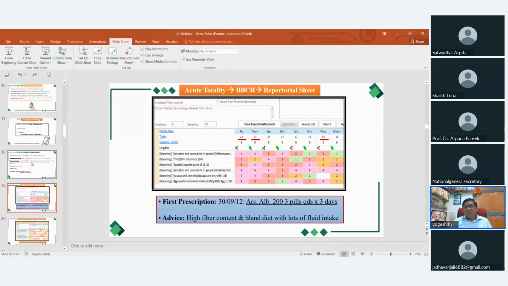All of the three remedies are acute as well as chronic. Okay, and now they are indicated in the acute presentation. As the whole of the totality was covered by Arsenicum album, Arsenicum album 200, three pills QDS for three days, was given. Plain diet with lots of fluid intake was advised, and as she was constipated, high fiber content in small quantities was advised.